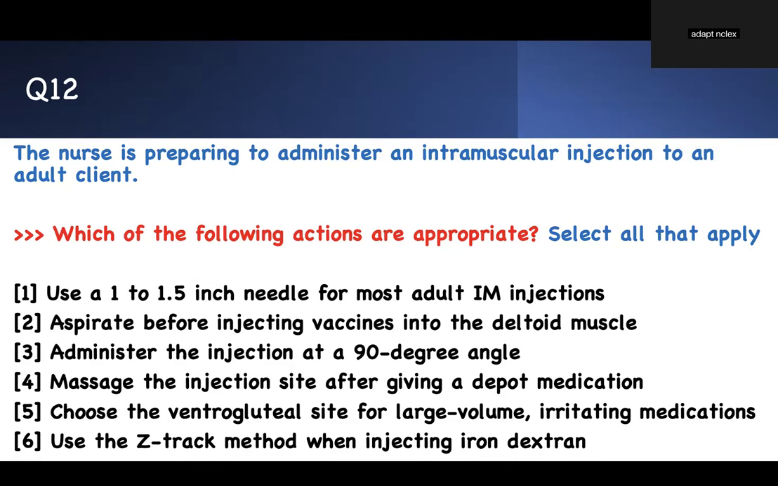Massage the skin site after giving a depot medication. This can cause what? Hematoma and bleeding. Choose the ventrogluteal site for large volume, irritating medication. This is the good site for IM medication because it prevents injury to nerves. So this is the best way. And the last one, use the Z-track method when injecting iron dextran. This will prevent hematoma and allow adequate time for absorption of the medication.